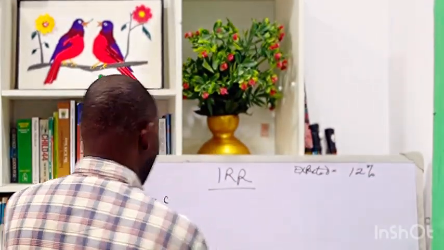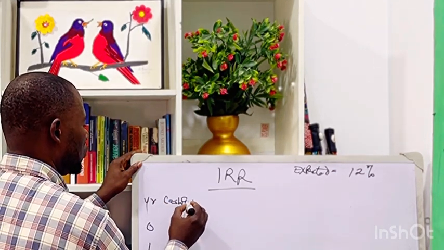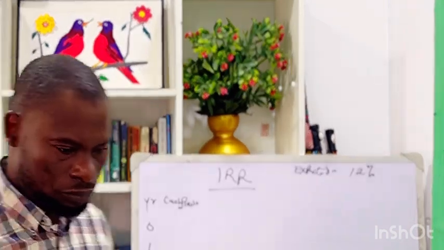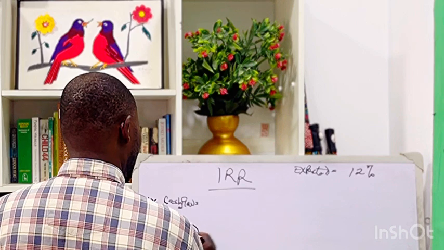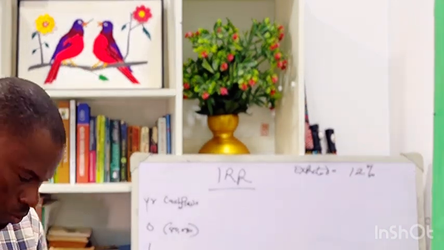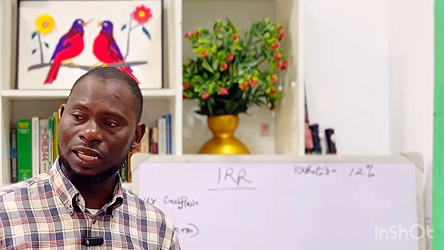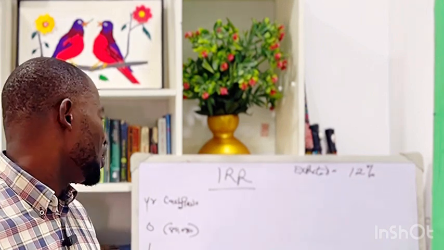Now it gives us the cash flows, in Naira, don't forget. The first one is 80,000. That is year 0. That is now. There's no year called year 0, but for investment appraisal, when we say year 0, we mean now, when the initial outlay is to be expended.